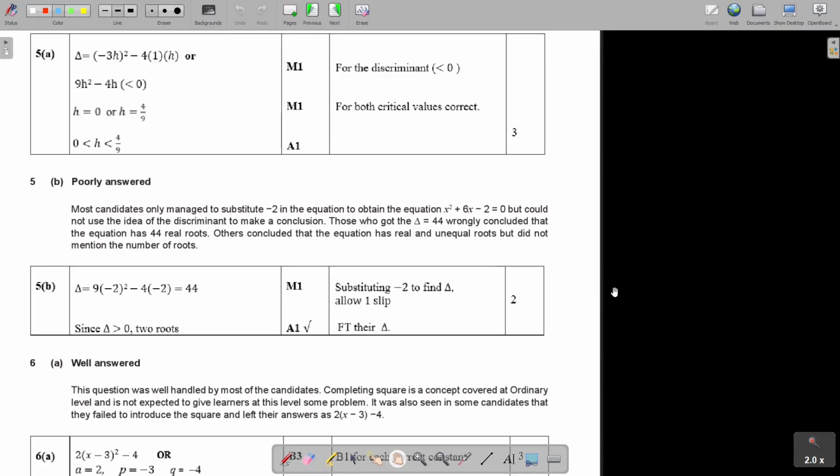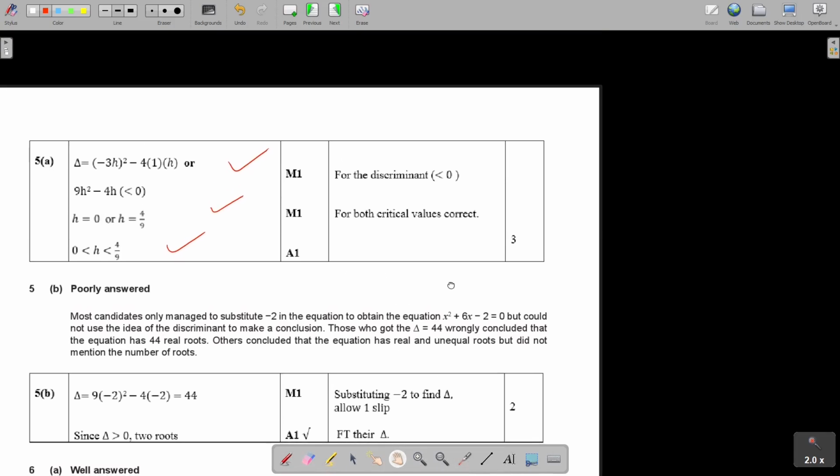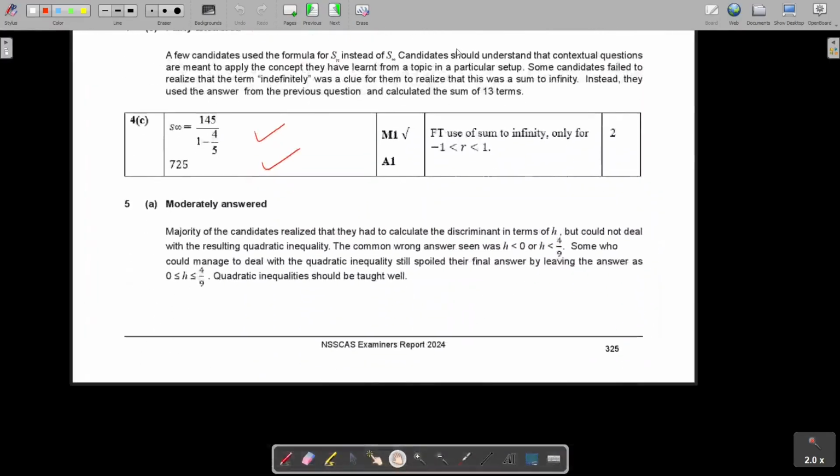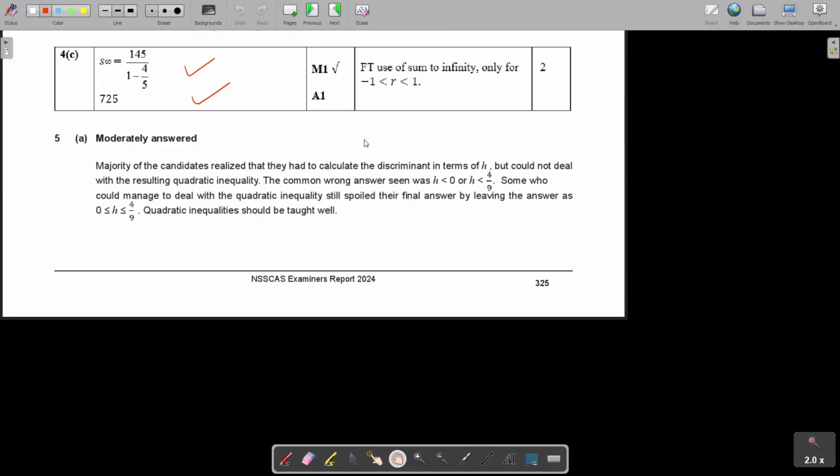On the exam report, question number 5A, that's what I got, can you remember? They give a mark if you got up to there, did you see? And then they give a mark if you got this, where it cuts the x-axis, and then if you put it in the inequality format, they give you a mark. But let's just see what they said about how the question was answered. Let's see if it was on the previous page. Yes, here. It was moderately answered.